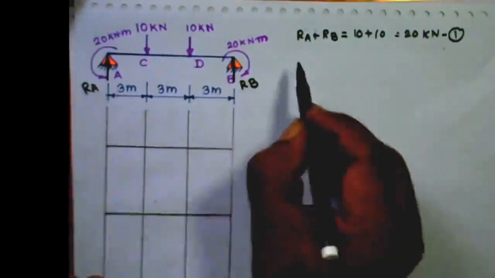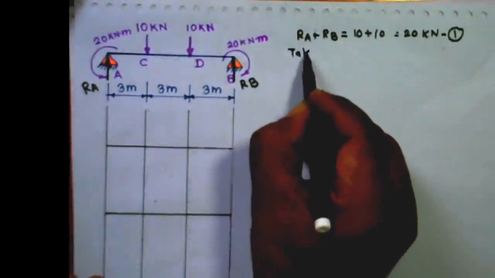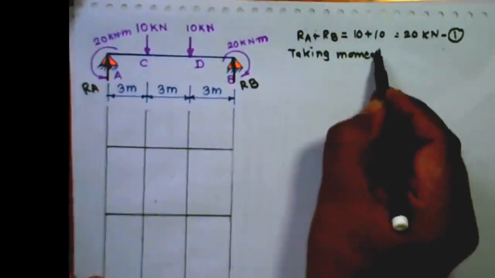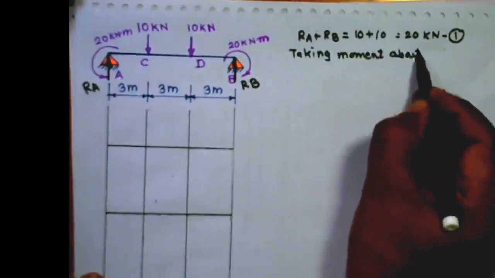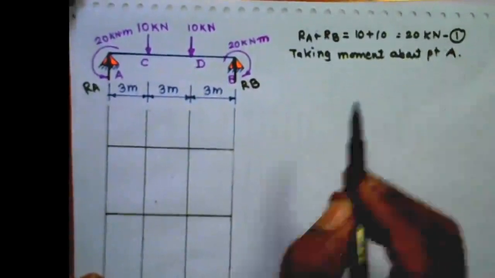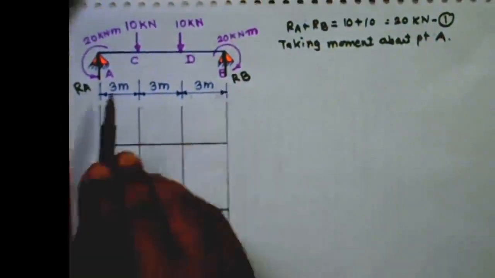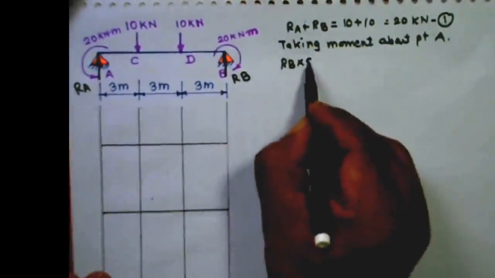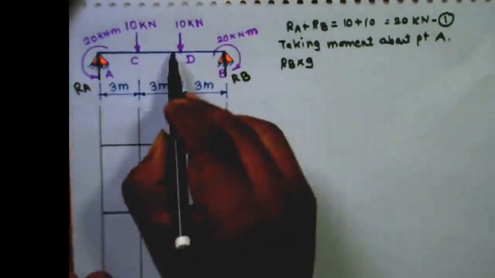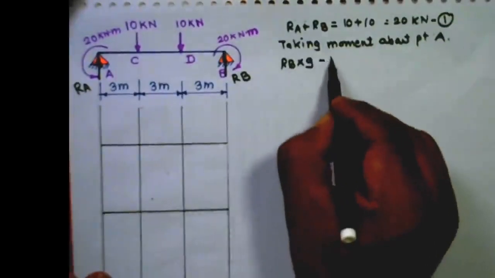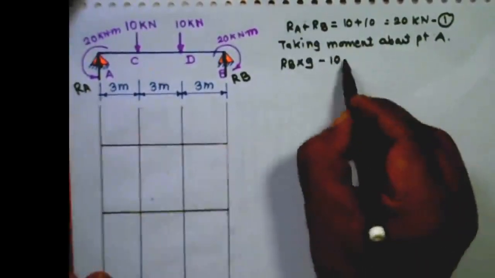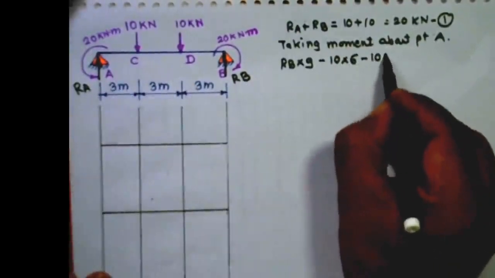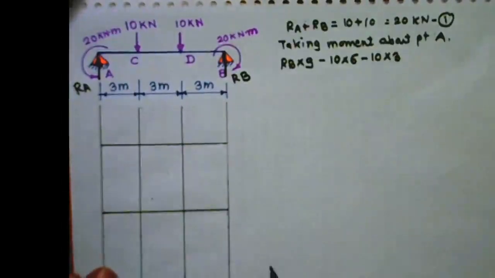Again we have to take moment about point A, or you may take moment about point B also. Taking moment about point A, now we will go from right to left. So in that case RB into its distance up to the point A, that is 9 meter. First force I am taking minus 10 into the dimension up to the point A, that is 6. Another 10 with dimension 3 here.